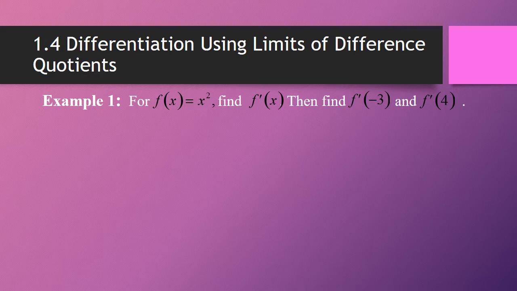So let's try this example. For f of x equals x squared, find the derivative, find f prime of x, and then find the derivative at -3 and 4. You're going to find the derivative first, the limit as h approaches 0 of the difference quotient. Once you have that, it'll be like a little equation, and you're going to find out what that equals when x is -3 and when x is 4. Pause the recording, give this a try, and resume to check your answer.